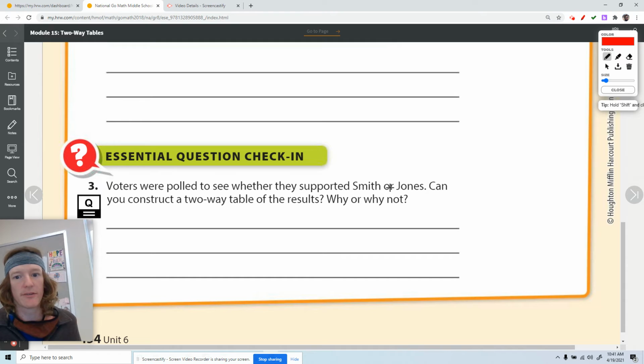Voters were polled to see whether they supported Smith or Jones. Can you construct a two-way table of the results, why or why not? Well, so we could say Smith, Jones.